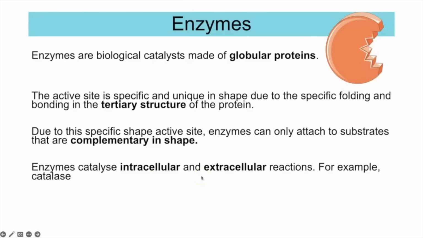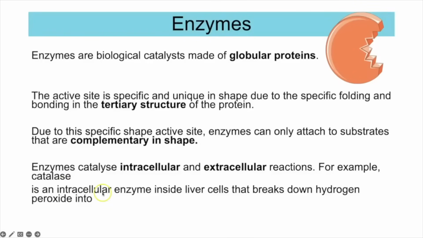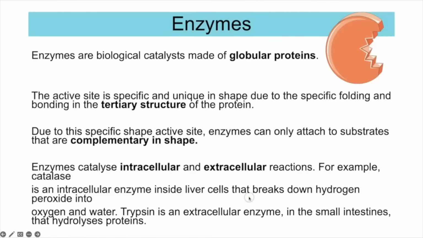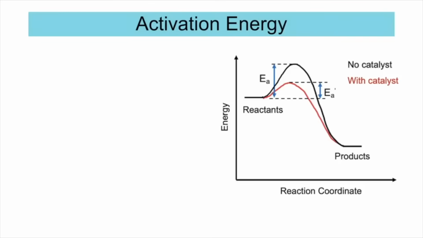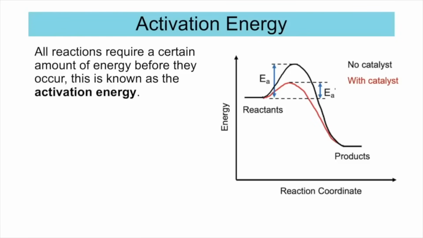Enzymes catalyze both intracellular and extracellular examples. And intracellular means inside of a cell, extracellular means outside of a cell. So for example, catalase is an intracellular enzyme inside liver cells that breaks down hydrogen peroxide into oxygen and water. Trypsin is an extracellular enzyme in the small intestines that hydrolyzes proteins. And the way that enzymes are catalyzing reactions is they are lowering the activation energy.